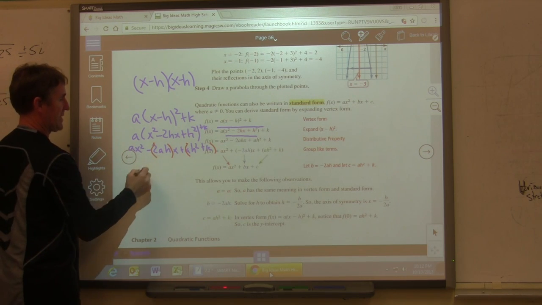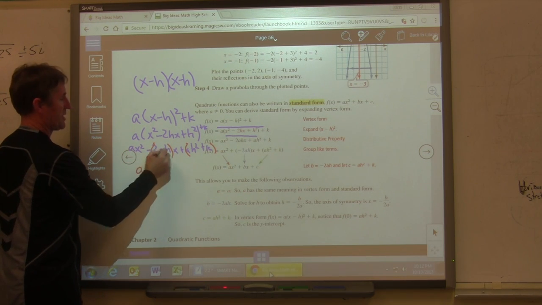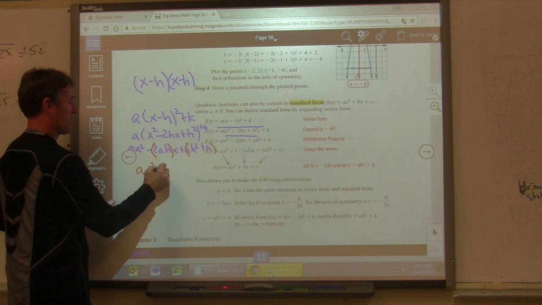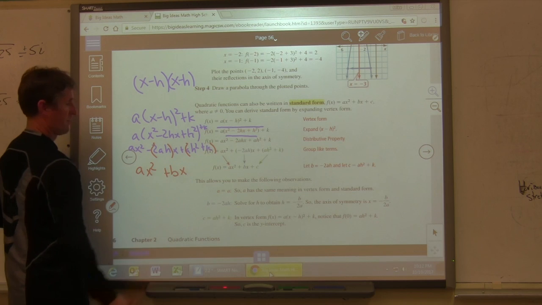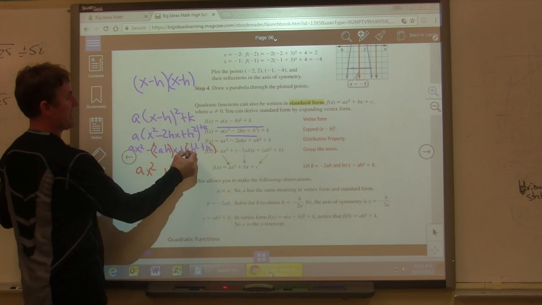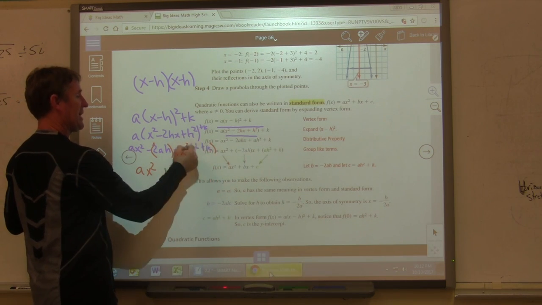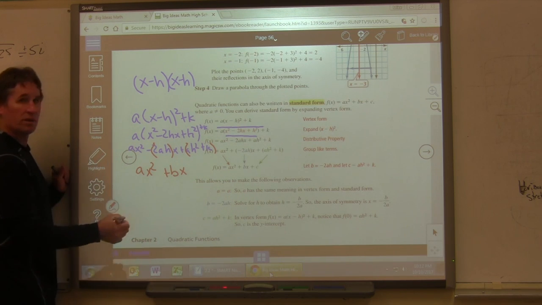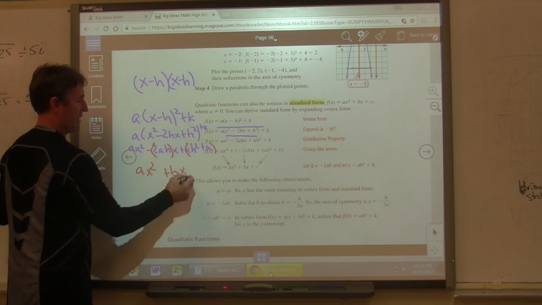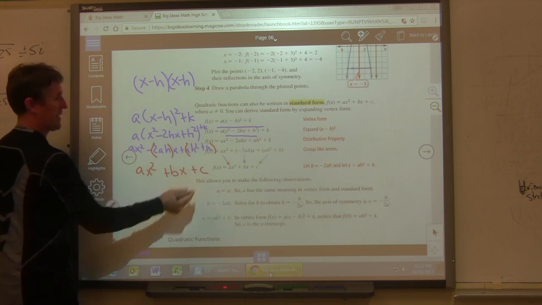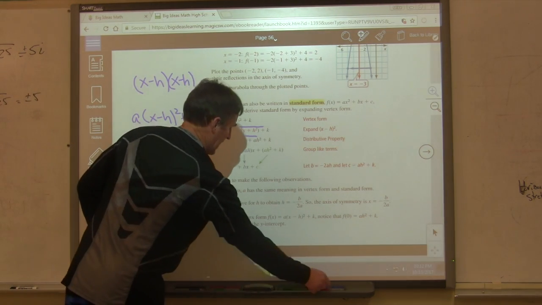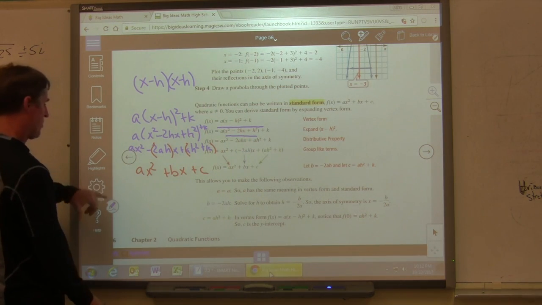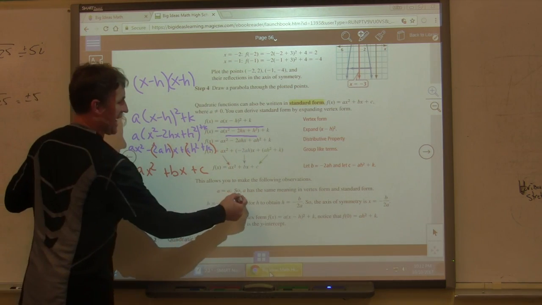They're just going to replace this minus 2ah, and we're going to say that's b. And so they're going to put plus b here. Okay? And then this ah squared plus k is a constant value because there's no x in that. And so they just change that to c for constant. So, as we go through this then, what happens is the a is a in both.